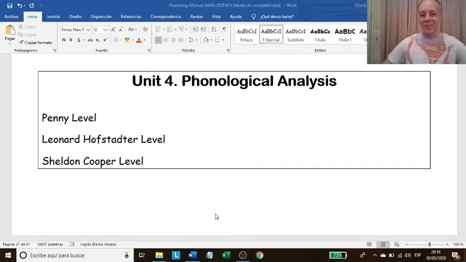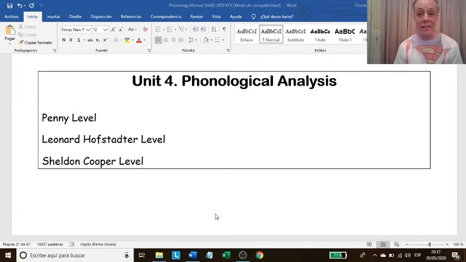Welcome back to another phonology class. Today we start Unit 4, and by the way, Unit 4 is the last unit of our phonology course. So we're getting to the final track, huh?